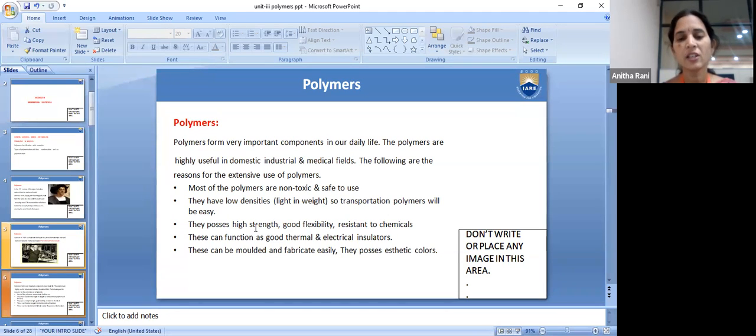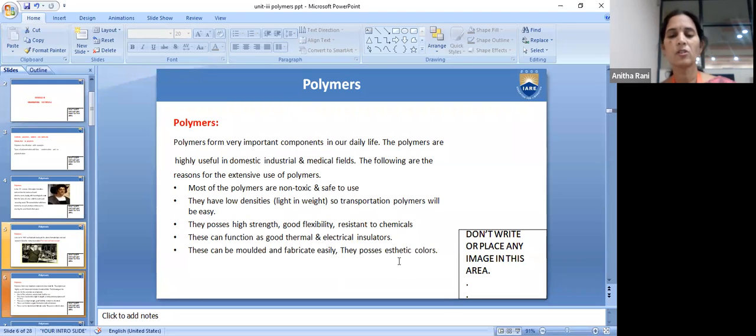They possess high strength, so we can use them for a longer period of time. Good flexibility, they do not break also. They are resistant to chemicals and heat, and can function as good thermal and electrical insulators. They can be molded and fabricated easily; we can mold them into any shape. They possess aesthetic colors, so we give pleasant colors to the polymers.